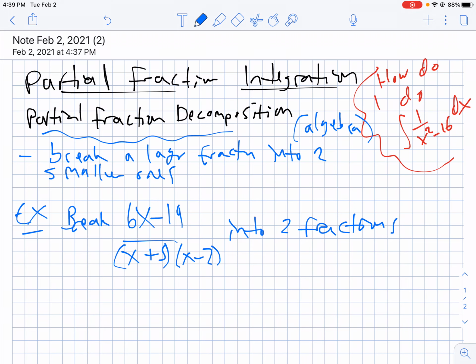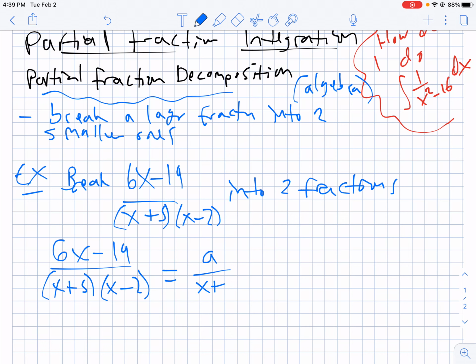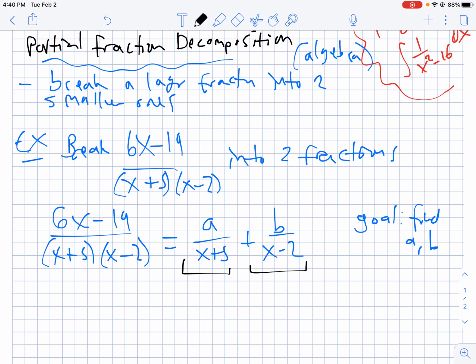This is the precursor to doing calculus. So what we're going to say is that (6x minus 19) over (x plus 5)(x minus 2) is equal to some constant A over x plus 5, plus some constant B over x minus 2. And our goal is to find A and B. Basically, we're doing the opposite of a fraction addition. We're saying there are two fractions which add to (6x minus 19) over (x plus 5)(x minus 2). What are those fractions? That's what we're going to try and solve, and we're going to walk through that now.